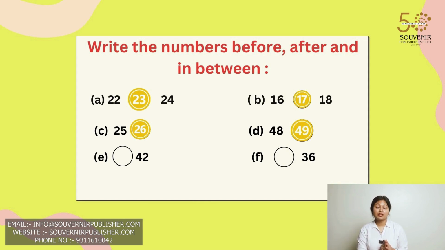What is going to be there in that blank? That will be 41. Right? Now let's move to the sixth one. We have the blank and then we have 36. Which number will come before 36? It will be 35. Now let's move forward.